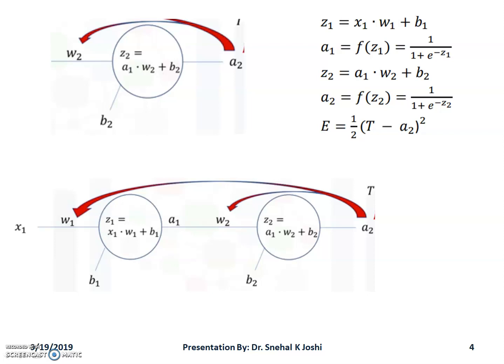To update W2 using the error E, however, the error E is not a function of W2. It is a function of A2. So, we will apply the backward chain rule. Here, we obtain the derivative of E with respect to A2, then the derivative of A2 with respect to Z2, and the derivative of Z2 with respect to W2. This is how we obtain the derivative of E with respect to W2.